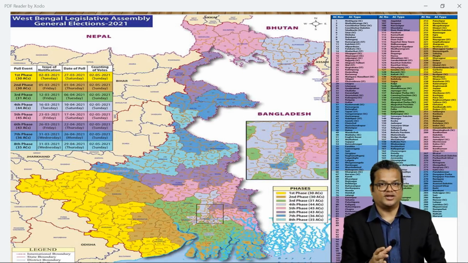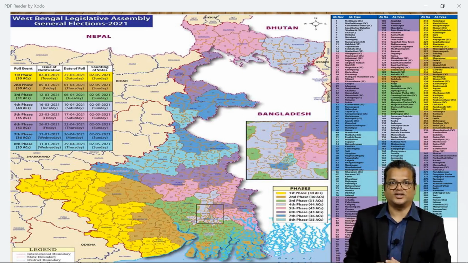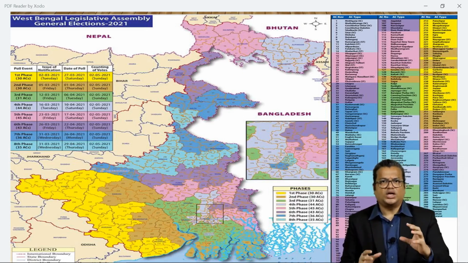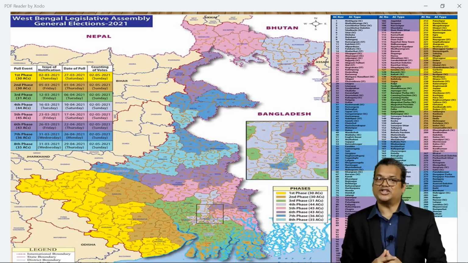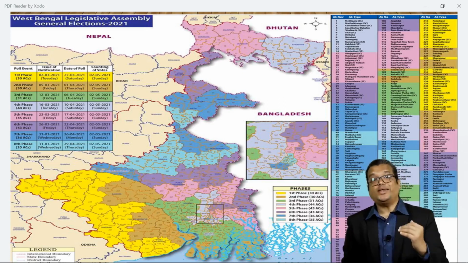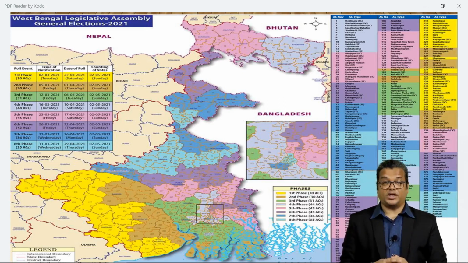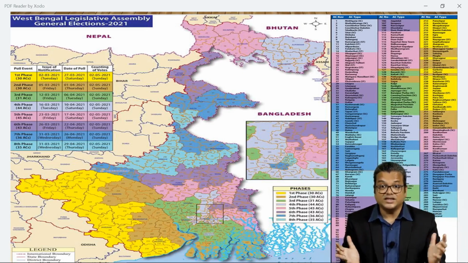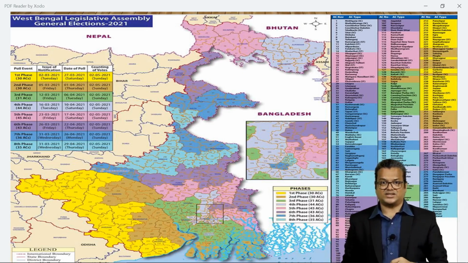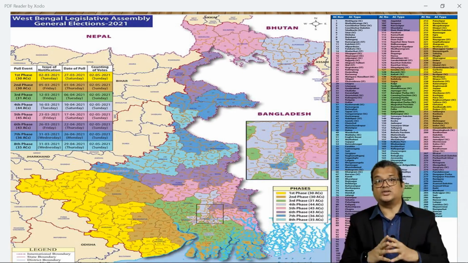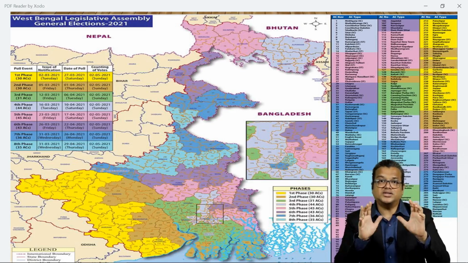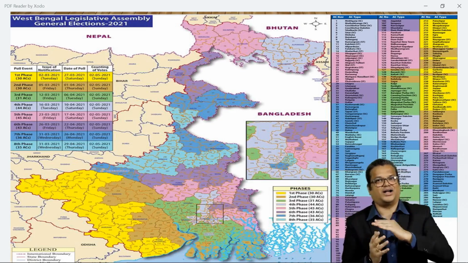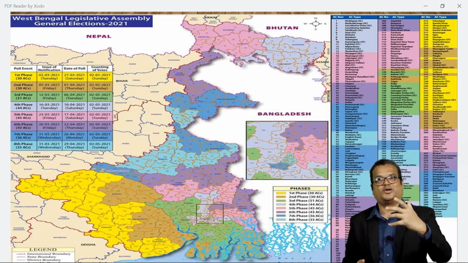So you tell me, sir, if we buy at all this, we'll forget the rest of the things. Worry not. At least know the basic information: on what dates the elections are happening, when the counting of votes will happen, and in how many phases. Now, what exactly are these phases? As you can see in different colors on the screen, the whole of West Bengal's constituencies are divided in parts.